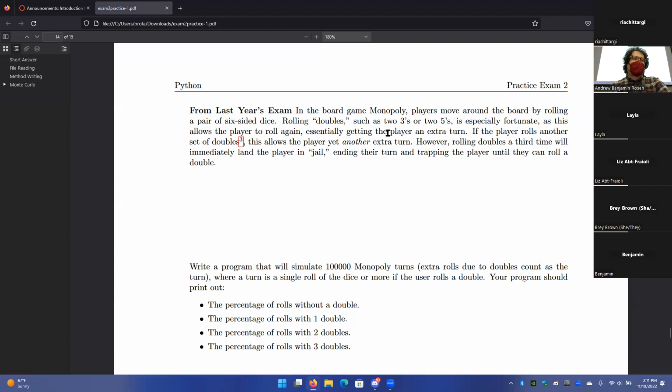However, if I get 3 doubles in a row, this does not just keep going ad absurdum. Essentially what happens is that you get arrested for speeding and go straight to jail at that point. So you go to the jail space on the Monopoly board, where you are stuck until you roll a double.